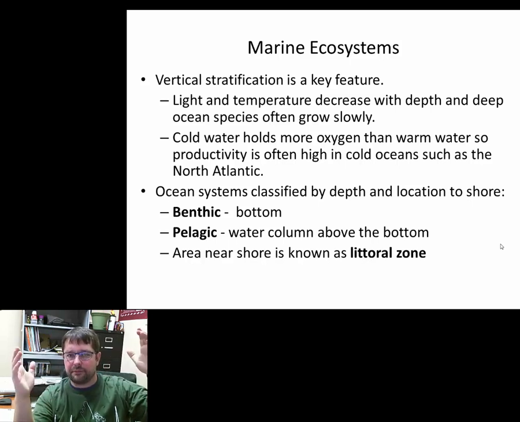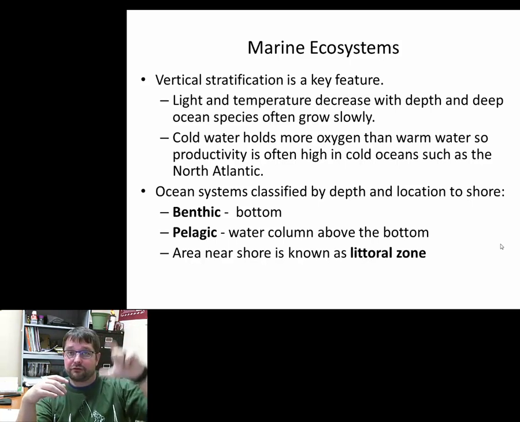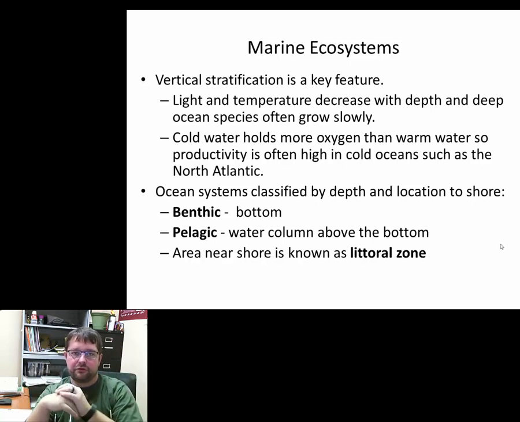And it depends on the depth of the environment, on how far you have to travel before you reach the benthic region. So how deep is the pelagic region? Well, these kinds of things. But this is stratification, a vertical stratification in the marine ecosystem.